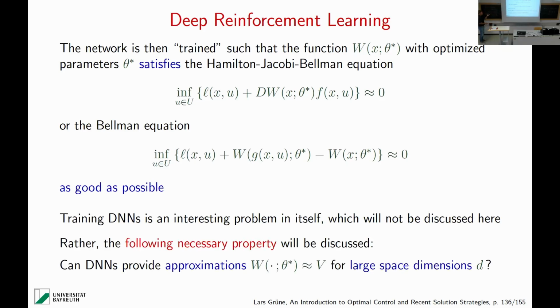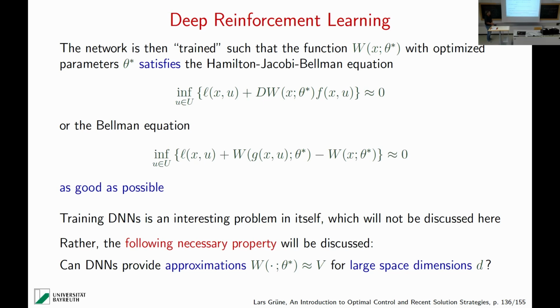So what I would like to discuss now is the following, which is kind of a necessary property, which you have to look at before you even try to train your network. Can your network represent an approximation? So can deep neural networks provide approximations here, which of course must be set in some norm, right?